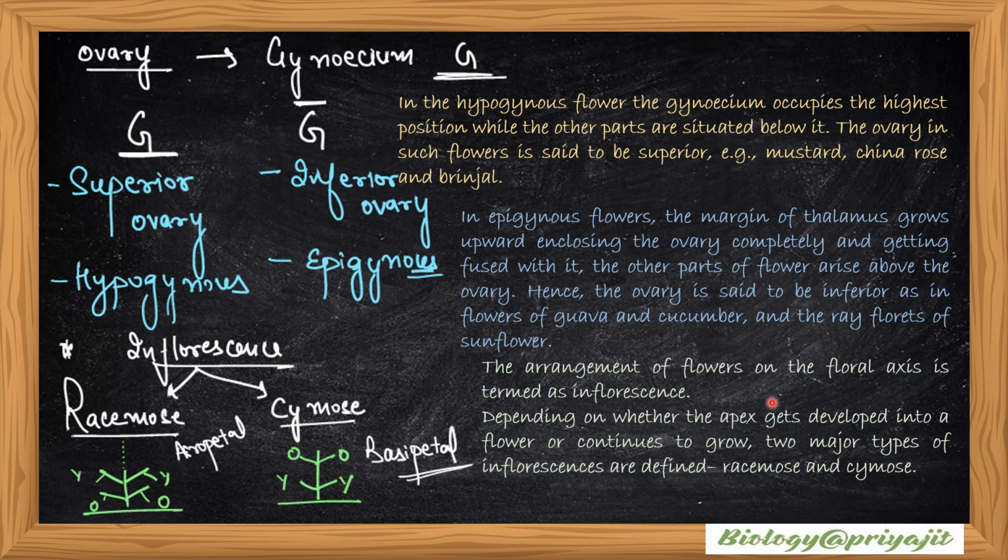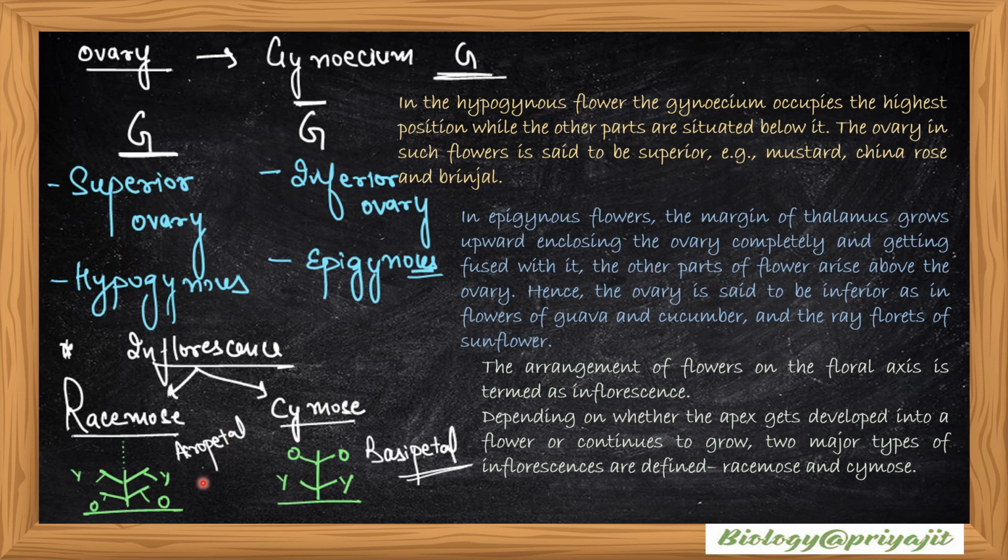Now we will go for inflorescence. Inflorescence is the arrangement of flowers on the floral axis. Fundamentally, it is of two types, racemose and cymose. Two major types of inflorescence are defined, racemose and cymose. In racemose inflorescence, we can find huge growth of the plant, and in cymose you can find limited growth of the plant.